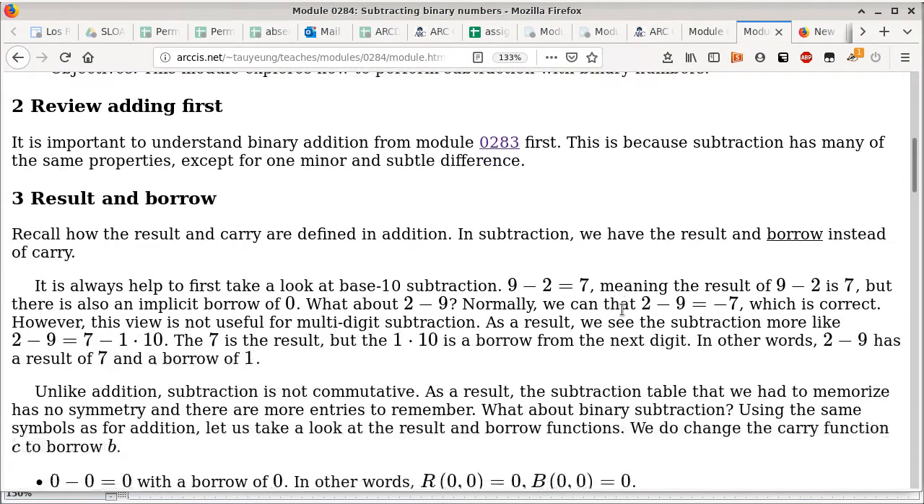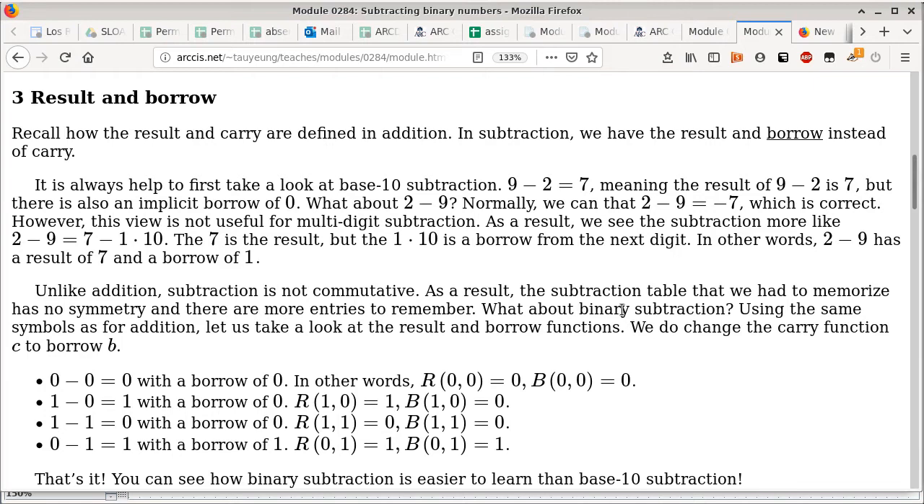What we'll do is look into base 10 subtraction first. So this part here, especially the second paragraph from this section 3, talks about base 10 subtraction. So you already know that 9 minus 2 is 7 with no borrow, or we can say it has a borrow of 0. And we also know that 2 minus 9 is, you can either say it's negative 7, or you can say it is 3 with a borrow of 10.